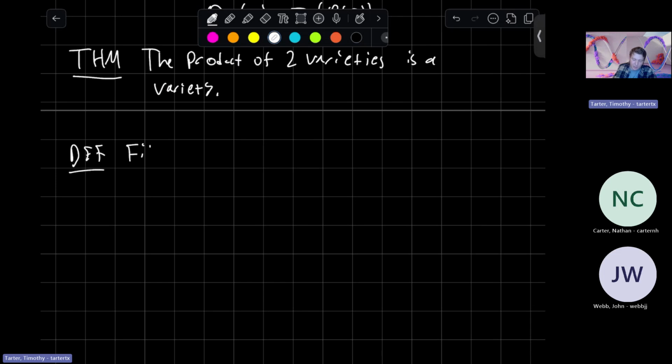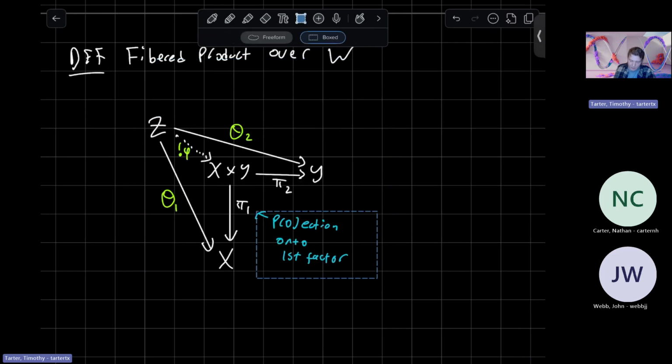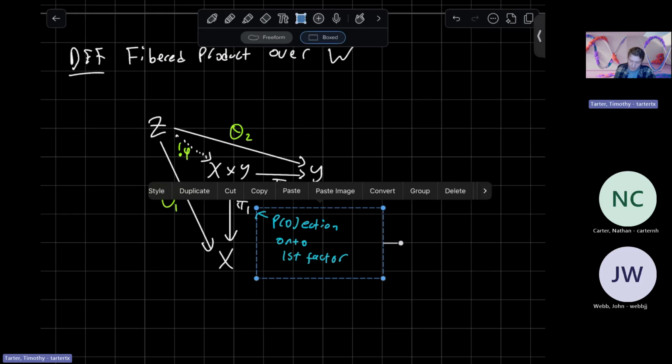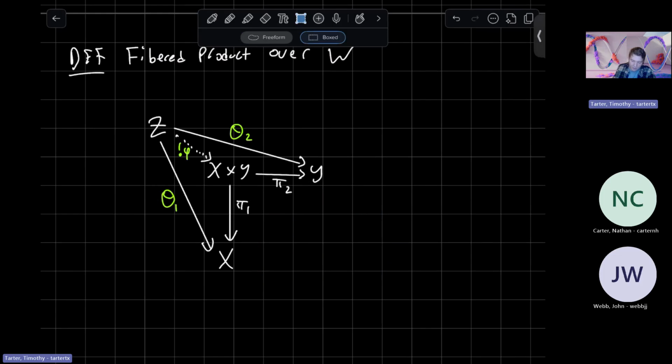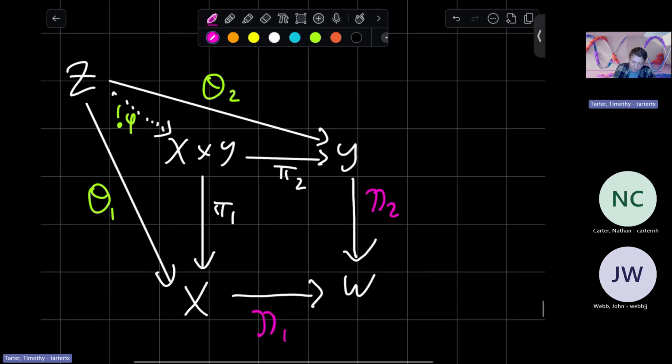So we'll define the fibered product over W as follows. We'll take the same notion as the product, but what we're going to add on is this extra object, W, and we're going to give X and Y maps, eta 1 and eta 2, into W, and then the main change we're going to make here is we're going to add a symbol.